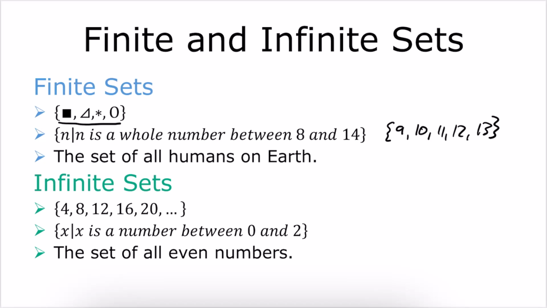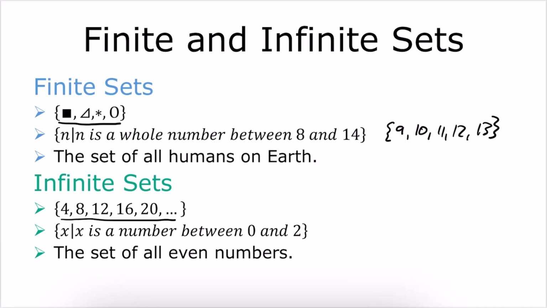And the number could be huge, like you could have the set of all humans on Earth, but it's still a finite number because it has a specific number of elements in that set. And then we also have infinite sets. So you might have the multiples of 4. Well, there's an infinite number of multiples of 4, and so this would be an infinite set.